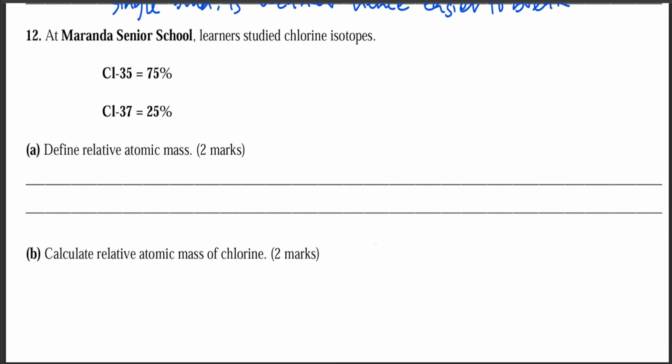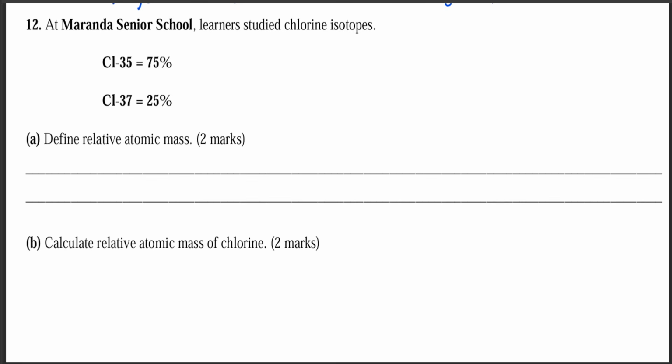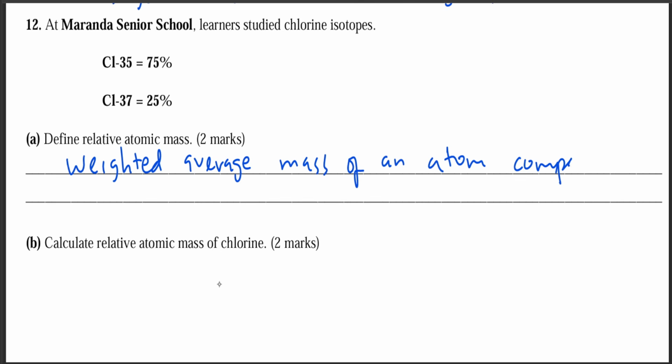Question 12. I think we're very, very close to finishing this paper. At Maranda Senior School, learners study chlorine isotopes. Define relative atomic mass, which is something that I've repeated every time. Relative atomic mass is the weighted average mass of an atom, or the average mass of an atom compared to 1/12 of carbon 12.